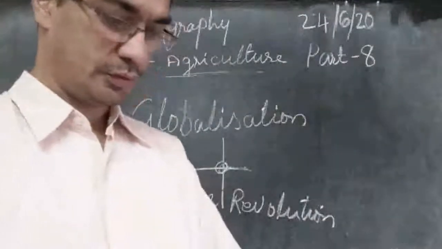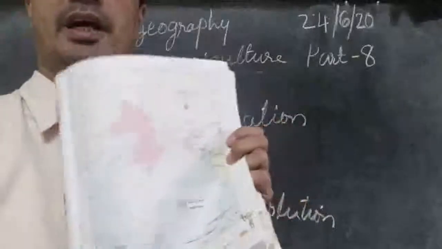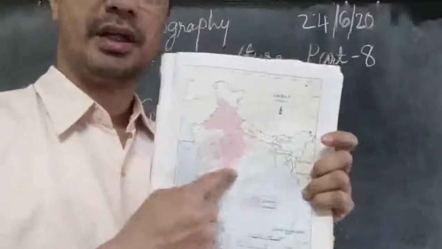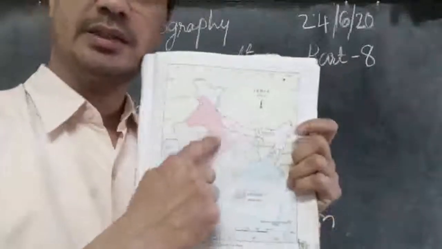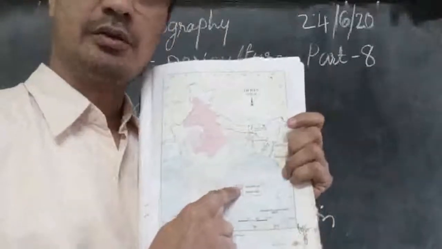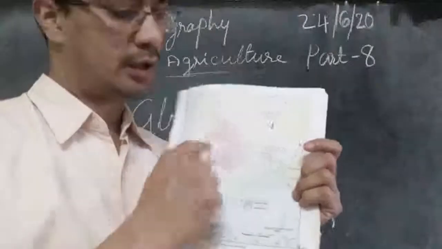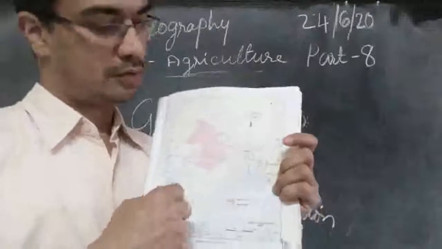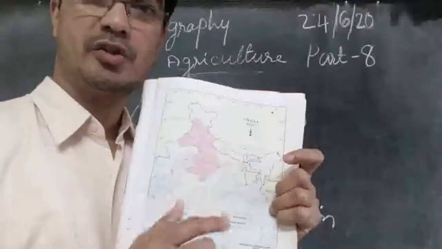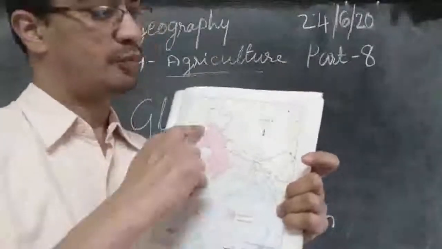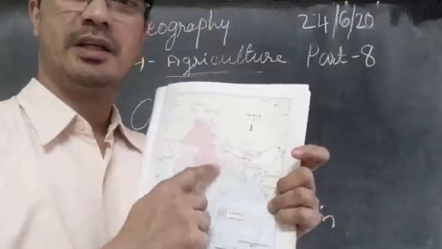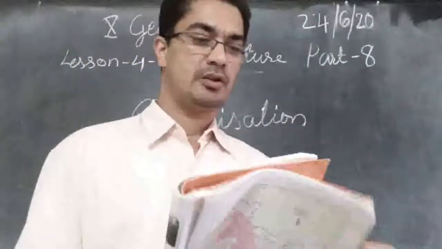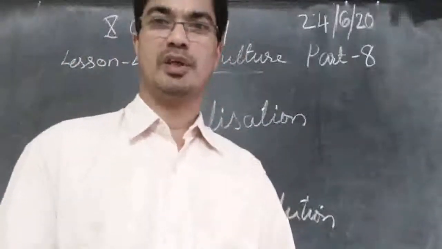On page number 39 you will find the map of India showing the wheat growing areas. Use different colors: one color for major growing areas, another color for minor wheat growing areas. Where wheat is not grown, no need to color, let it be free. Use the 2 colors for major area and minor area. Do it at the earliest and send it to me.